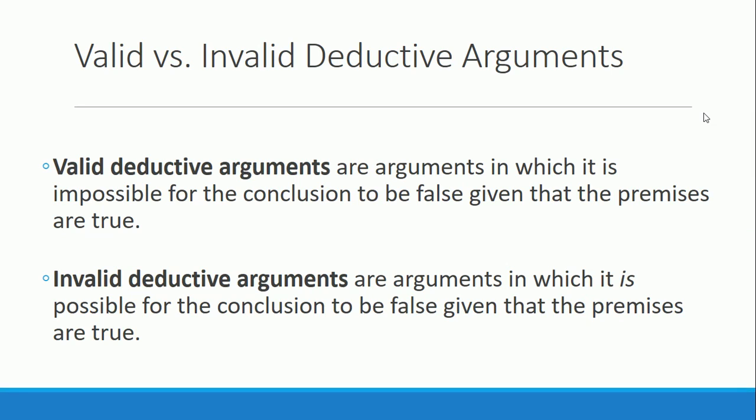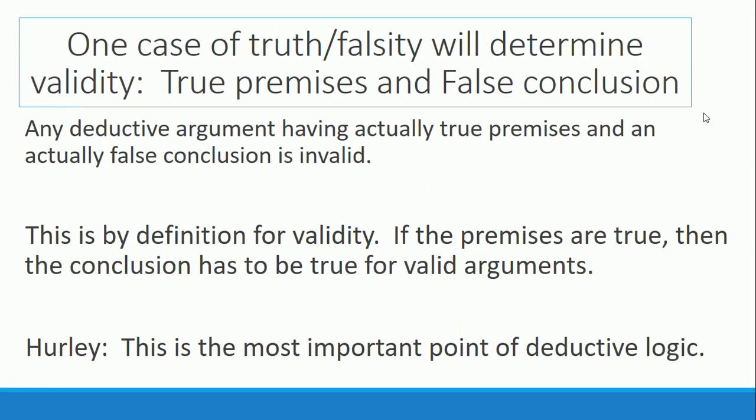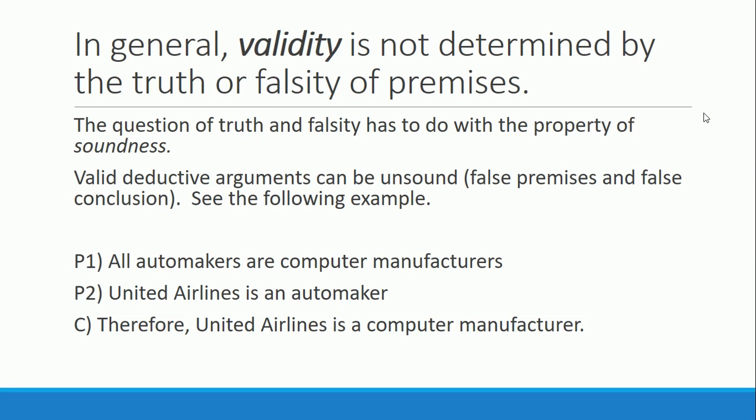All right. So valid versus invalid deductive arguments. You just got to learn this. Valid deductive arguments are arguments in which it is impossible for the conclusion to be false given that the premises are true. And invalid deductive arguments are arguments in which it is possible for the conclusion to be false given that the premises are true. In general, validity is not determined by the truth or falsity of the premises. We have a special case here, but there are good charts in Hurley, 1.1 and 1.2, if you want to look at those in the MindTap textbook.